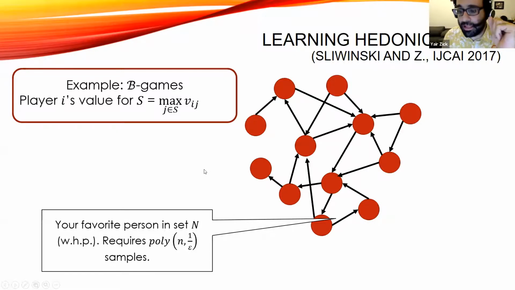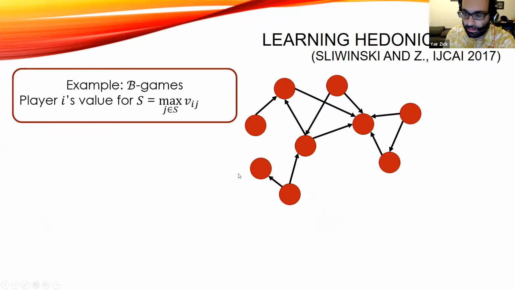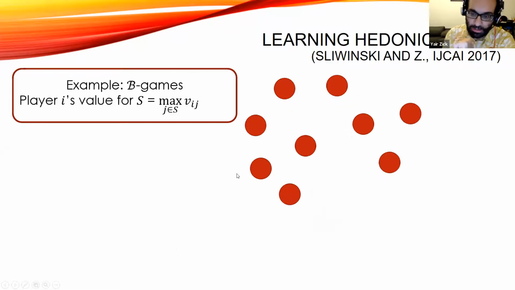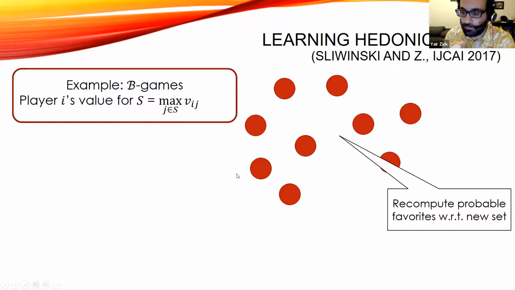And then what you do is you look for a small cycle here. So you say, well, this person probably loves this person the best, and this person loves this person, and this person loves this person. So great, awesome, let's just put them all in a group together. This is going to be a coalition in the partition we generate. We take them out, we ignore the arrows we computed so far, and we recompute the probable favorites with respect to the new set.